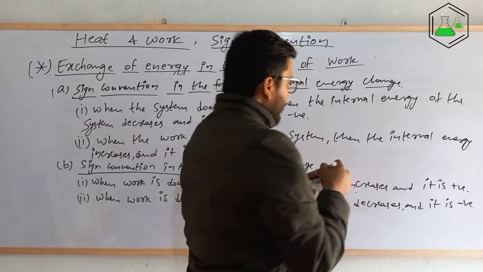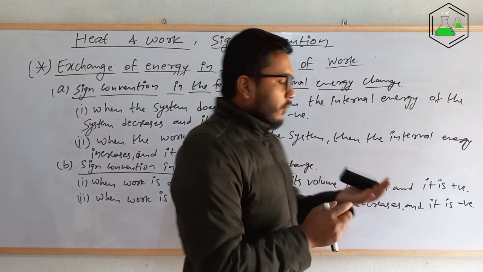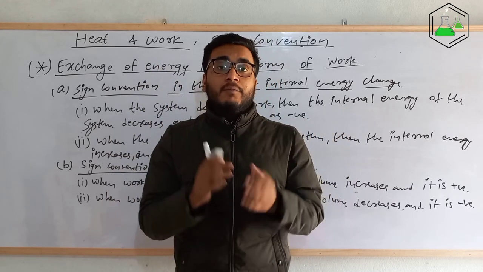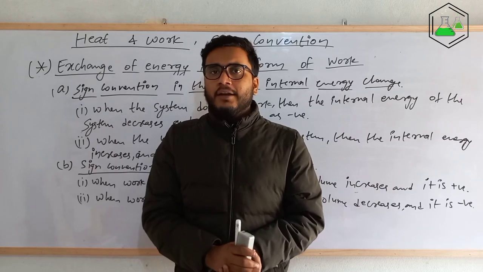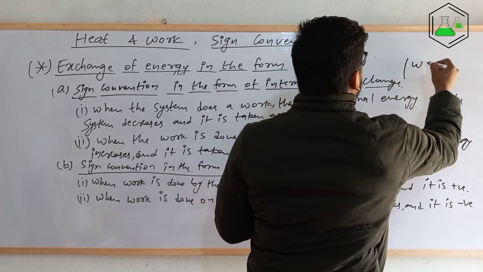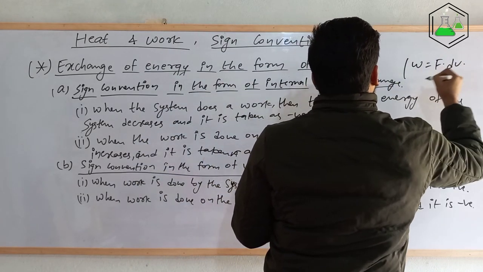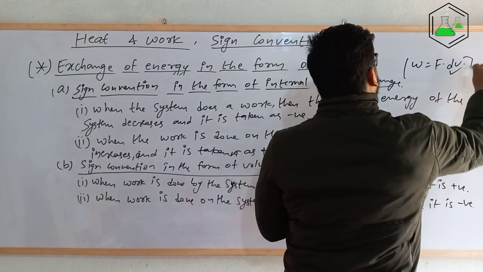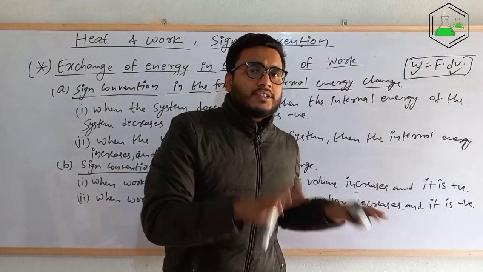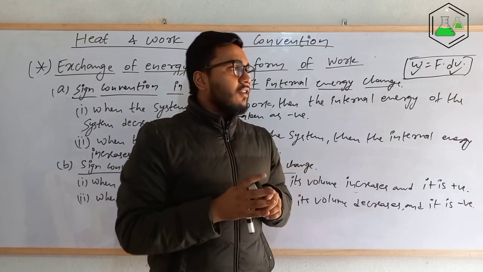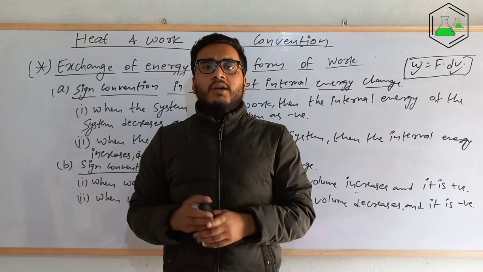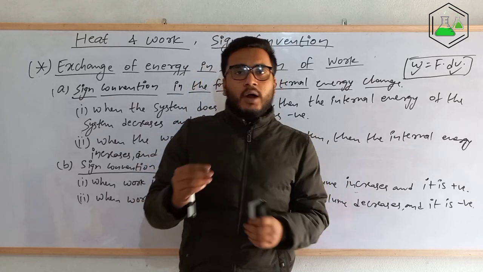So if we see the volume change, then what do we see? If the work is done by the system, then it will expand. That means its volume will increase, and in that case it is taken as positive, because we know that W is equal to P into dV, right? So if the volume is increasing, this will be positive, then obviously the work will also be positive. But if the work is being done on the system, then the volume will decrease and the work will be negative. So this is what the sign convention of heat and work actually are.